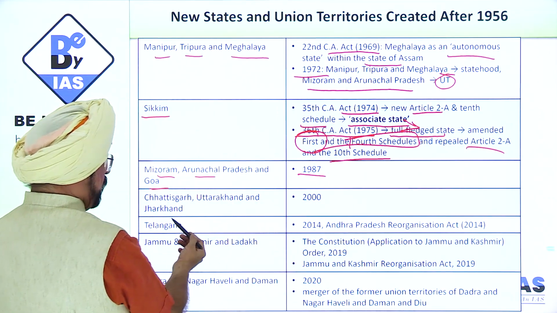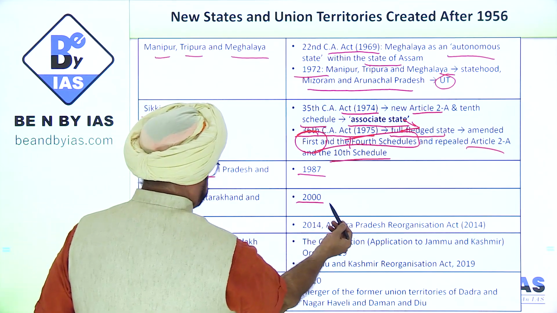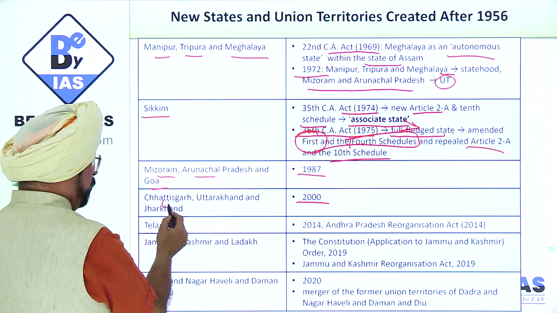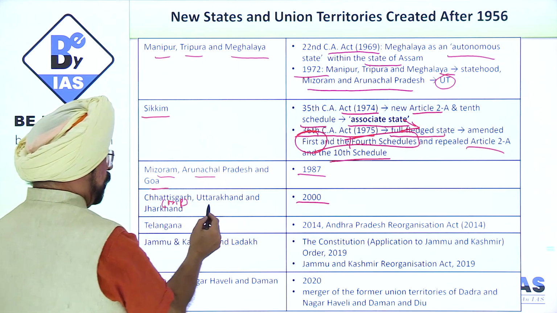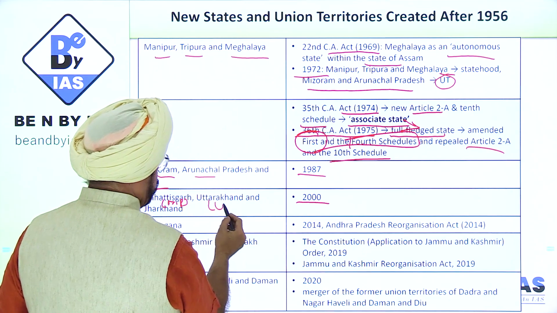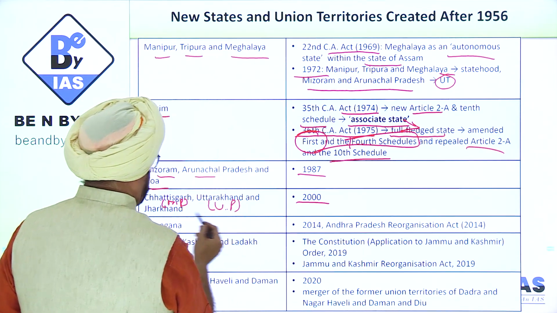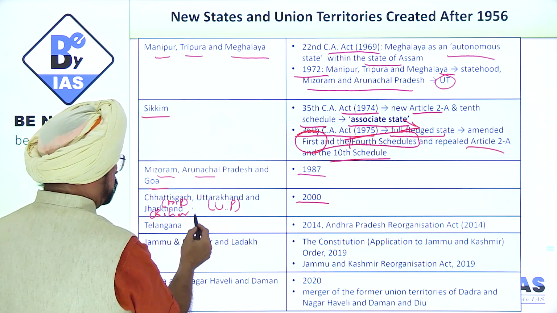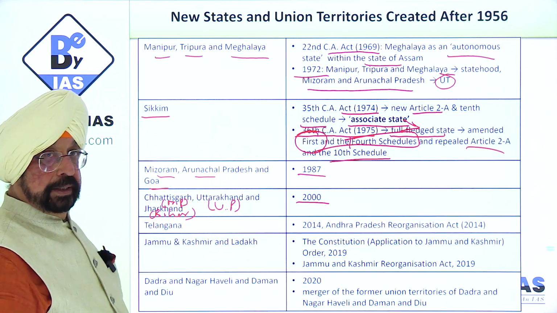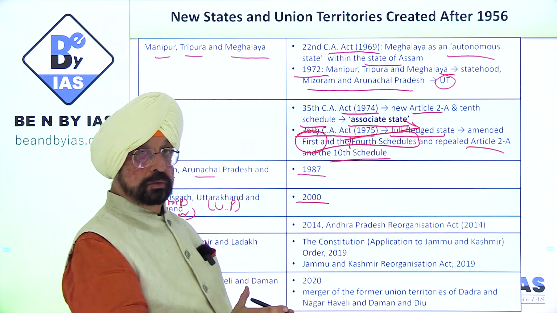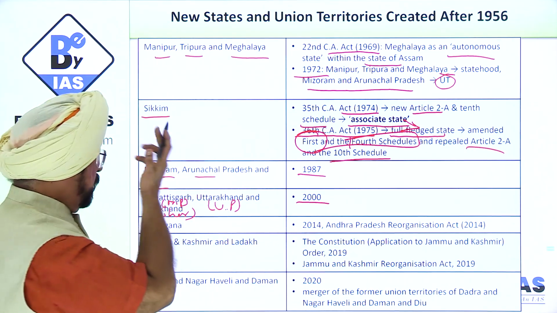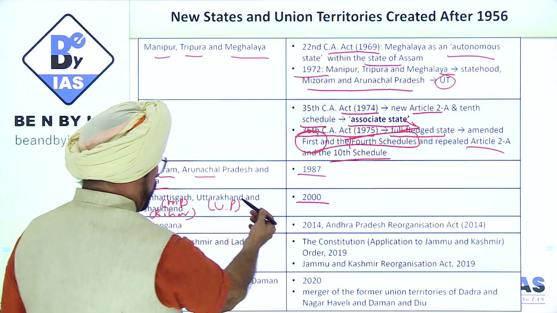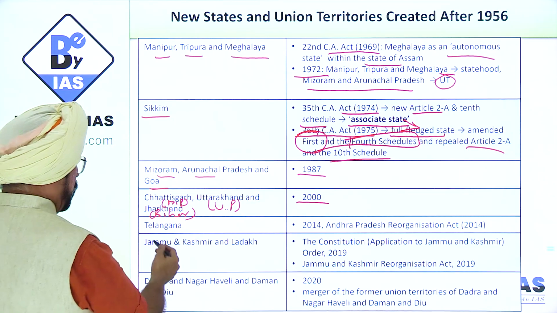Chhattisgarh, Uttarakhand and Jharkhand were created in 2000. Chhattisgarh was earlier part of MP, Uttarakhand was part of Uttar Pradesh, and Jharkhand was part of Bihar. They were separated, some territory was taken out and was named. Uttarakhand was earlier Uttaranchal. Later on, it was changed to Uttarakhand.